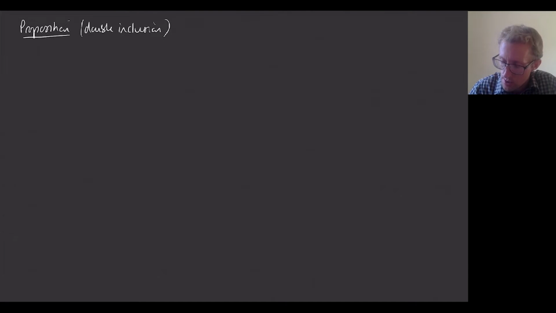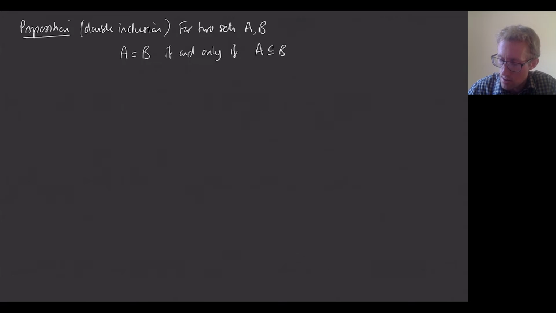And so we're going to take two sets, A and B, and the statement, the proposition, is that A equals B if and only if A is a subset of B and B is a subset of A. So that hopefully seems reasonably obvious, and we're going to prove it. This turns out to be quite a useful sort of recipe for how to show that two sets are the same.